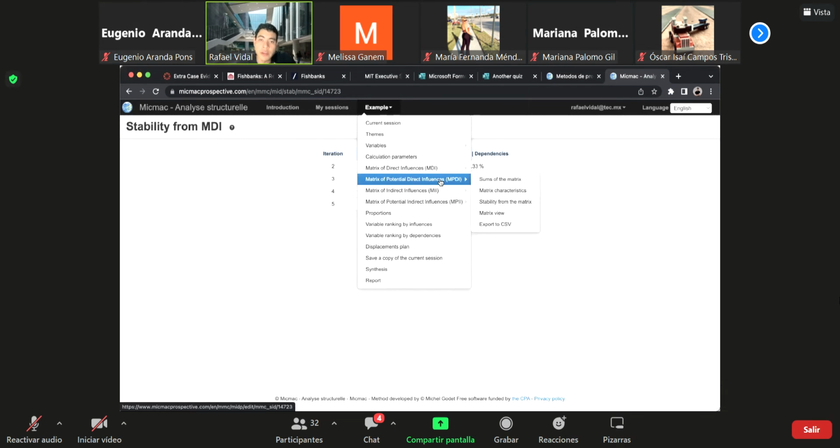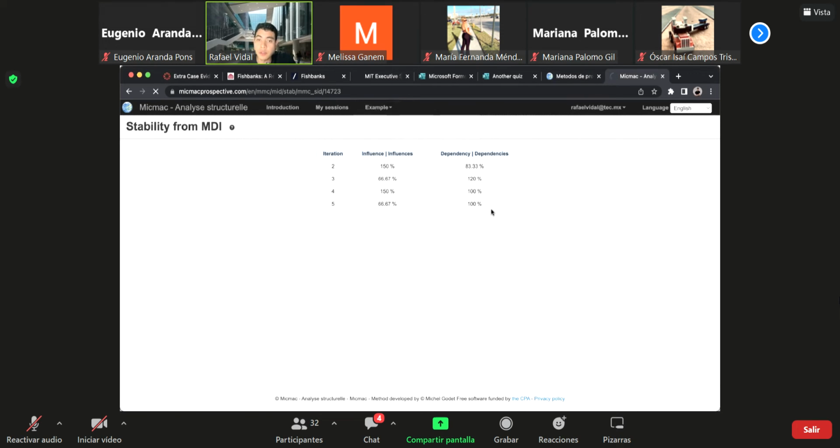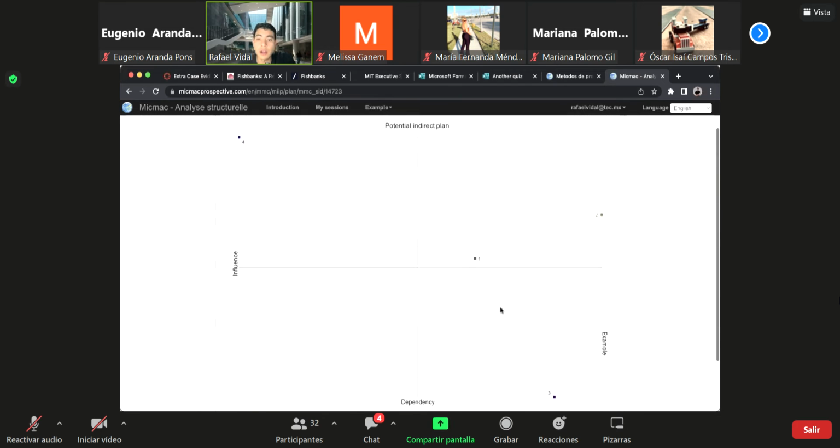The potential of direct influences. But if you remember, the difference between direct and indirect is that for direct, we can clearly see what's the influence from one variable to another. But for indirect, it is hard to see what's the influence over one variable if we have several variables in between, like a chain. In this case, it is better for us to see these influences that we cannot easily see. You go to matrix view, and here are our results.